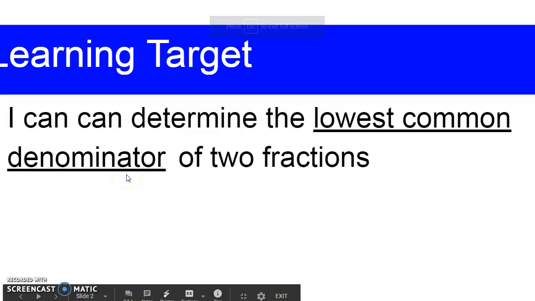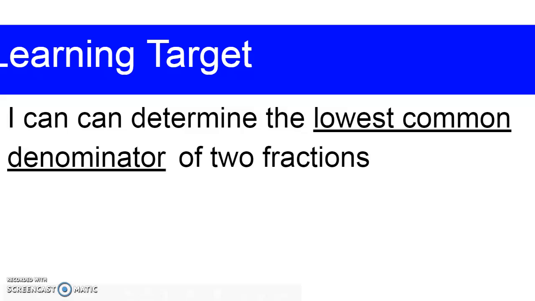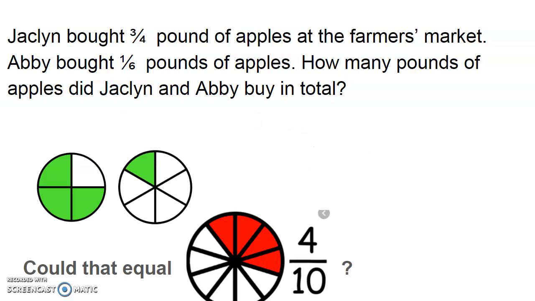I can determine the lowest common denominator of two fractions. Jacqueline bought 3/4 pounds of apples at the farmer's market, and Abby bought 1/6 pounds of apples. How many pounds of apples did Jacqueline and Abby buy in total? To solve this problem, we would add 3/4 plus 1/6.